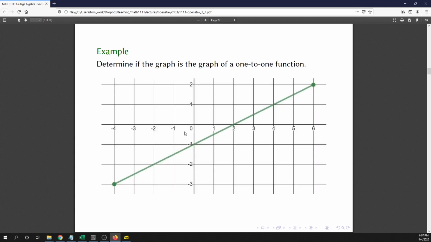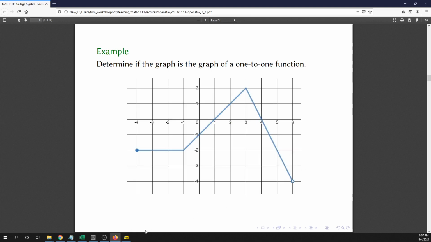All right, so you would think about having horizontal lines through here. And you can see, because this graph is a straight line, no horizontal line is going to cut through this graph more than once. You might have some horizontal lines up here that don't cut through the graph at all, because it ends here, as signified by these dots. But no horizontal line cuts through here more than one time. So this graph is the graph of a one-to-one function.